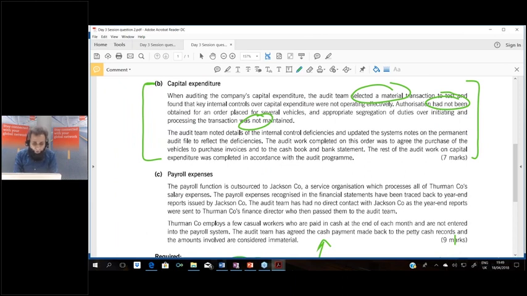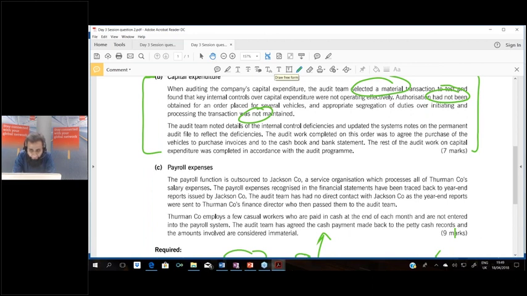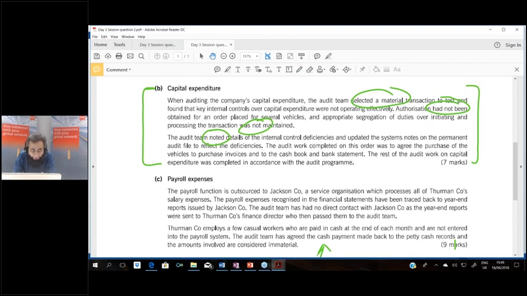The audit team noted the details of the internal control deficiencies. The audit team noted means black and white. The audit team noted details of the internal control deficiency, which is good. Obviously, when you find a deficiency, you should note it down, which is very good.